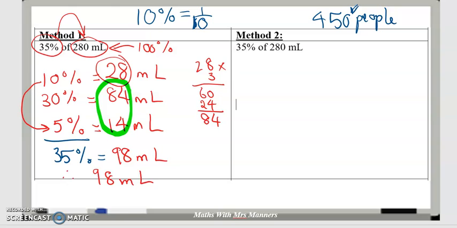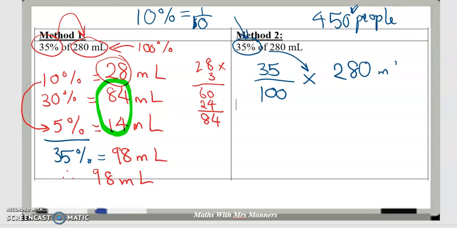Method two requires you to understand how to change a percentage to a fraction. A percentage is a number out of 100, and the word "of" in mathematics we can replace with multiplication. So we're really working out 35 on 100 multiplied by 280. Now, I think this method requires a bit more work. We need to do a lot of reducing and cancelling here.